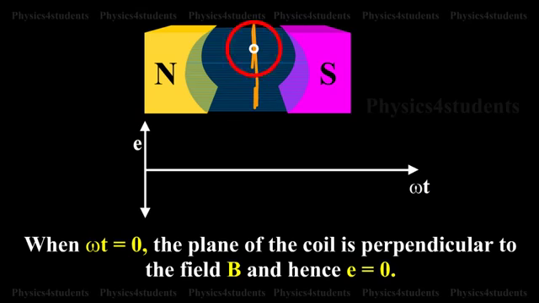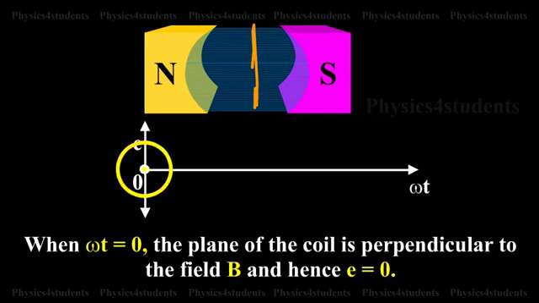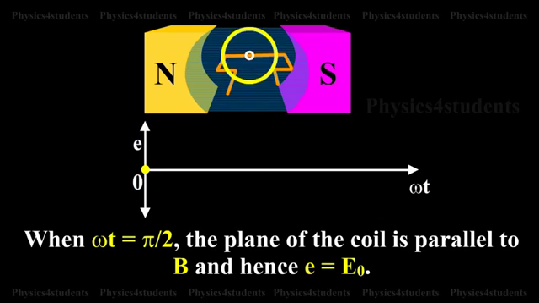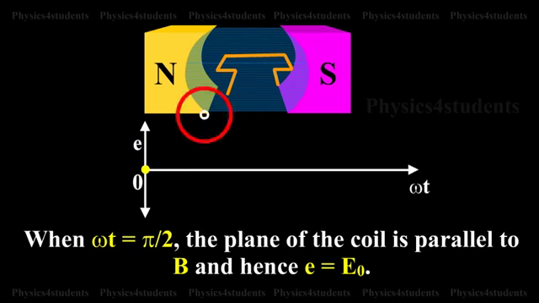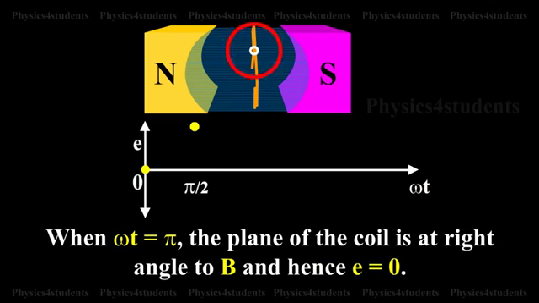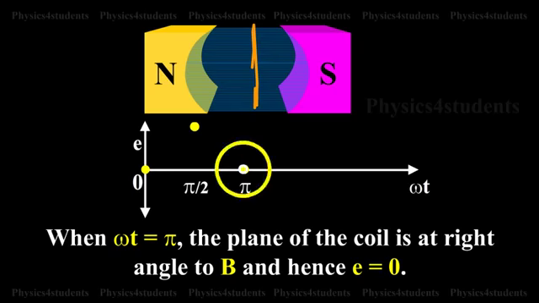When omega t is equal to 0, the plane of the coil is perpendicular to the field B and hence E is equal to 0. When omega t is equal to pi by 2, the plane of the coil is parallel to B and hence E is equal to E naught. When omega t is equal to pi, the plane of the coil is at right angle to B and hence E is equal to 0.